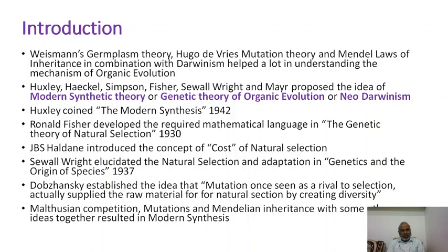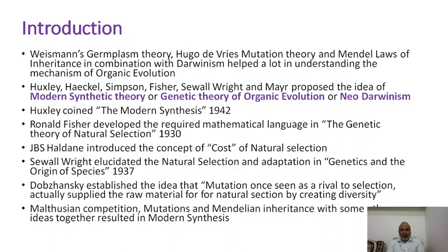Weismann's germplasm theory explains that somatic variation can never be inherited. So in whichever theory importance is given to somatic variations, that theory is simply discarded. Only germplasm variations, germline variations, are considered because they play a very important role in the process and mechanism of evolution. Hugo de Vries explained about mutations, and he proposed the mutation theory. So mutations are actually causing variations.